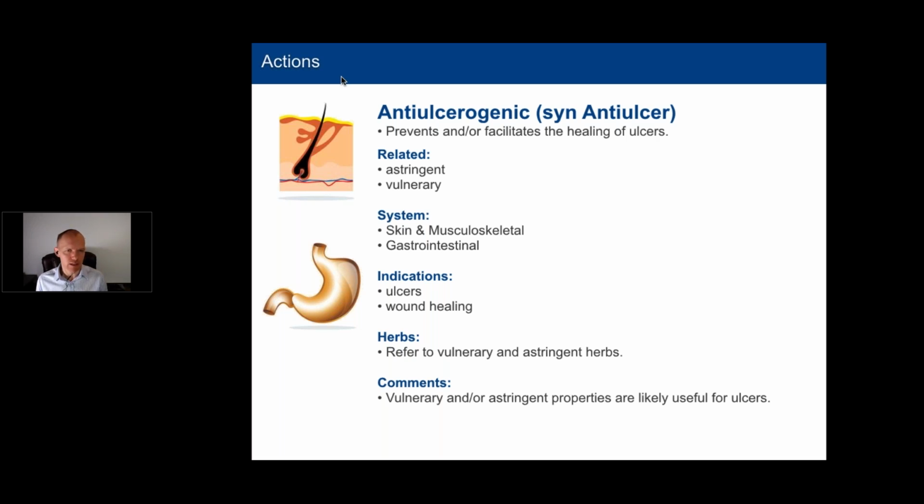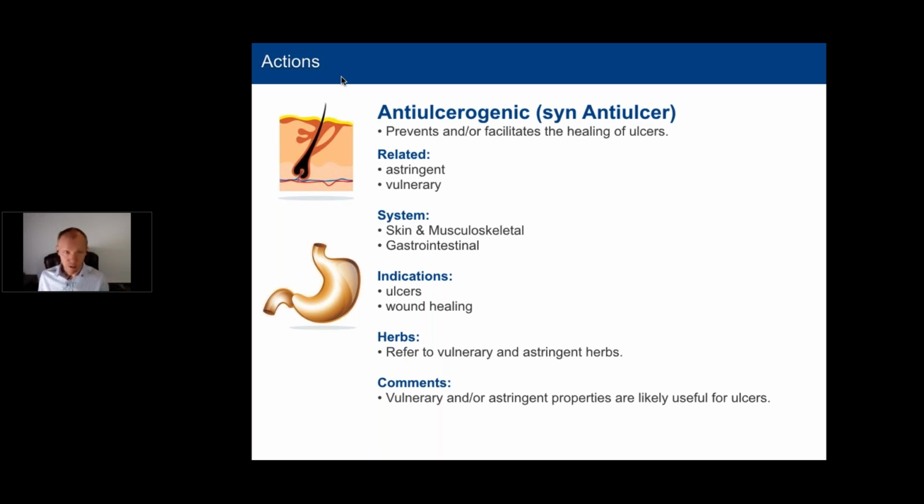So the main systems that this applies to are skin, musculoskeletal, but also gastrointestinal systems. So if someone had a stomach ulcer or ulcerative colitis, then you could apply this to it as well. Your main indications for this are ulcers and general wound healing. You can look at the vulnerary and astringent herbs for some examples, but most of those that we've discussed will have this anti-ulceroprotective, anti-ulcerogenic, or anti-ulcer effect.